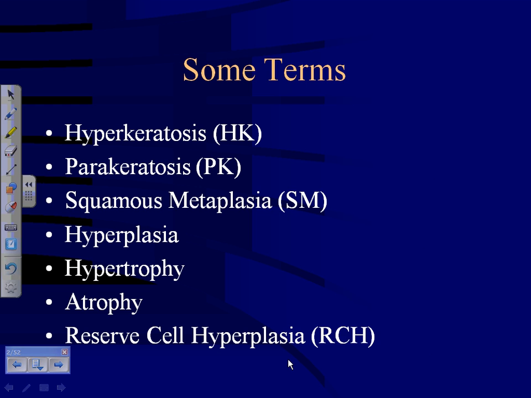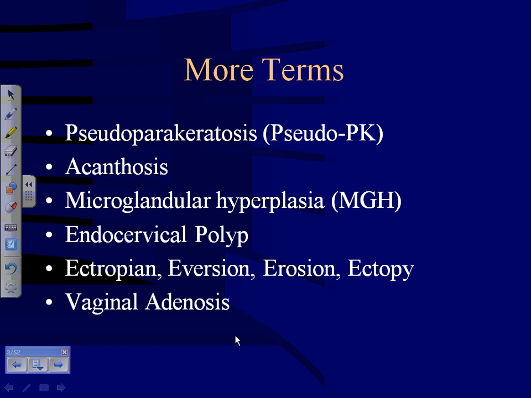All right, some terms, as I mentioned, these are some of the terms that are most common. There's some others that are in the handout there that we'll go through as we go through the lecture. Hyperkeratosis, sometimes abbreviated as HK, parakeratosis or PK, squamous metaplasia, both immature and mature, hyperplasia, hypertrophy, atrophy, and of course reserve cell hyperplasia. And we're going to look at most of these.